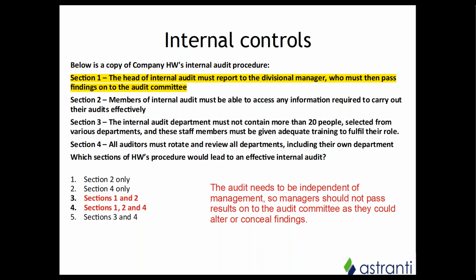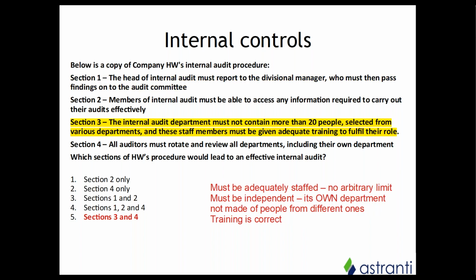Well, that's right out. The audit needs to be independent of management. Managers cannot block findings. They cannot tell auditors what they can and cannot review. So anything that relates to section 1 is incorrect because that is not part of an effective audit. Because the audit must be able to bypass managers. Managers should not be able to see the findings and pass them on because they could conceal things. So we can rule out options 3 and 4 because section 1 is not part of an appropriate internal audit.